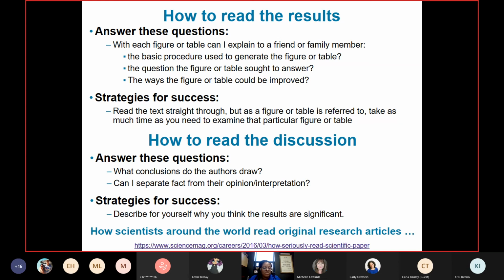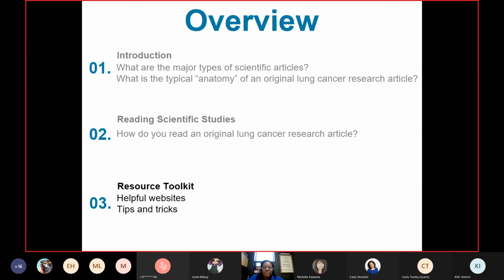I'll leave this section by giving you a website that's really great. Science Magazine is a common magazine that we use in the field, and it has a lot of different types of research, including really brilliant lung cancer research. They have a commentary where they ask scientists from around the world, how do you read your research articles? About 20 to 30 different scientists share their strategies for the way that they read research articles. That may be helpful to you all.